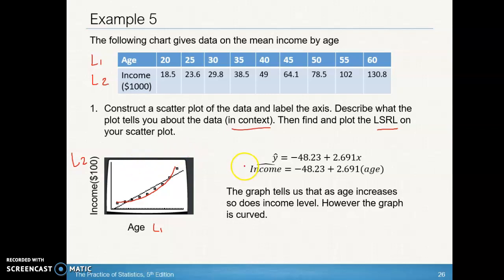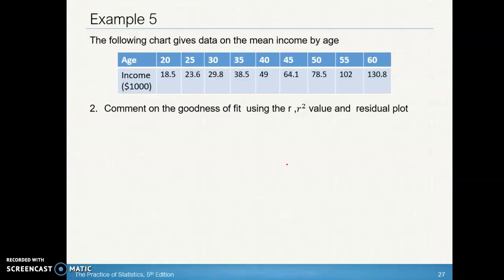So if I were just to write the equation as is, I would get y hat equals negative 48.23 plus 2.691x. But the graph tells us that as age increases, so does the income, but the graph is curved, so really a linear equation is not best for this. It's either an exponential equation or a power regression. So we're going to figure out which one is best and which one's going to make it linear.